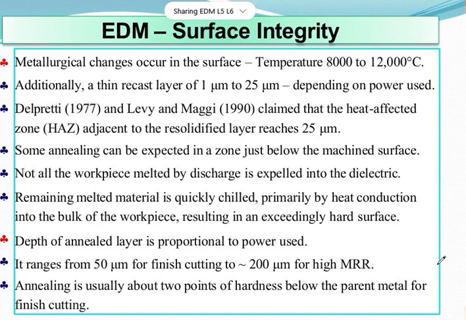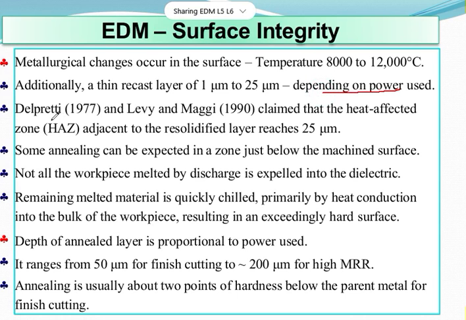Now, if I talk about the surface integrity in respect to metallurgical change, then the temperature at which the changes occur is between 8000 to 12,000 degrees Celsius. An additional thin recast layer also occurs, of 1 micrometer to 25 micrometer. How much depends on the power used.